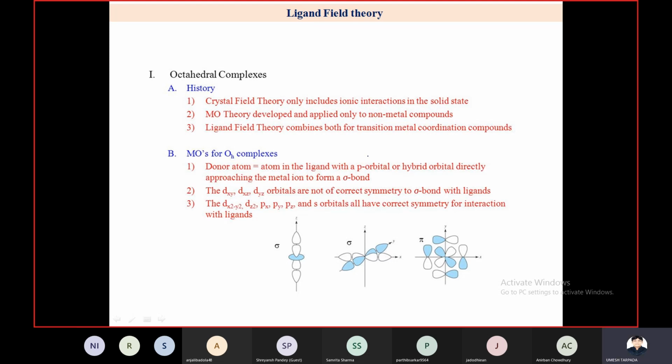So basically, why does Jahn-Teller distortion happen? The only reason is to lower the symmetry and increase the stability, remove the degeneracy, and that's why Jahn-Teller distortion takes place.